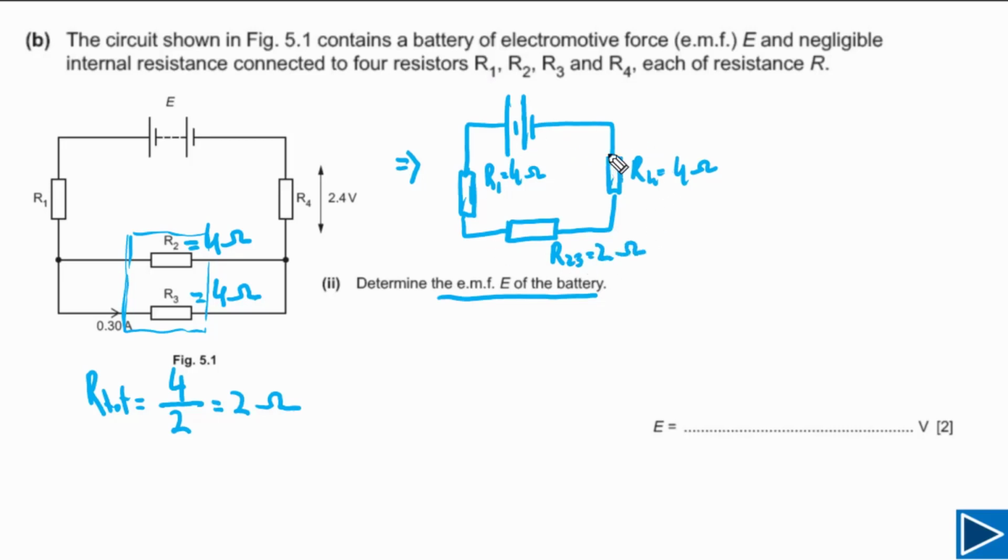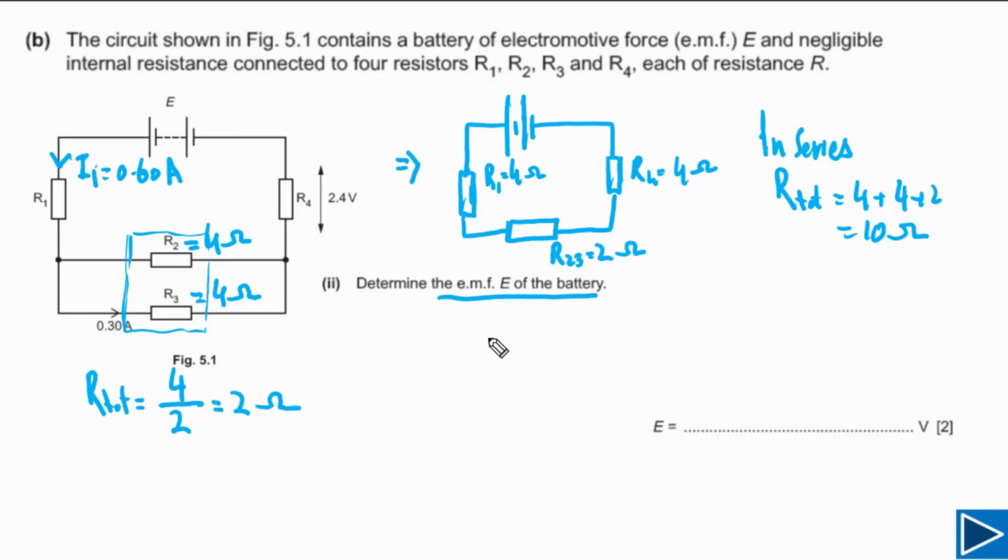Now these three resistors are connected in series. So the total resistance is simply the sum of these resistors. So our total resistance for this circuit will be equal to 4 plus 4 plus 2. So simply this is equal to 10 ohms. So this is the total resistance of the circuit. And current in the circuit we have already calculated. I1 was equal to 0.60, and this is the current passing through the battery.